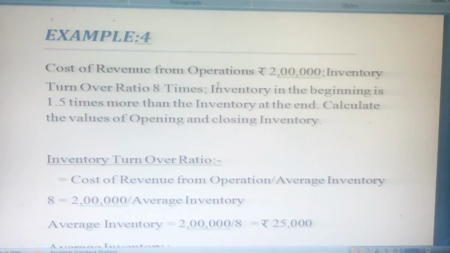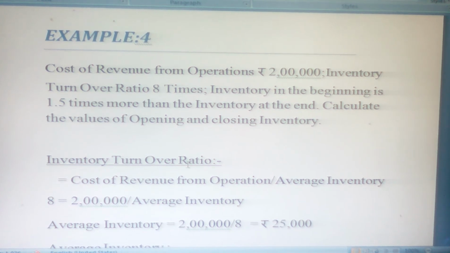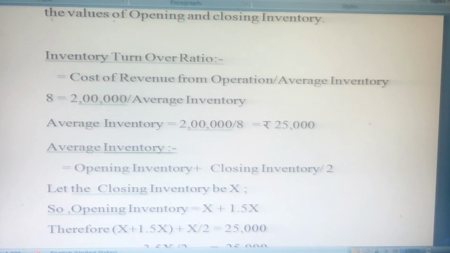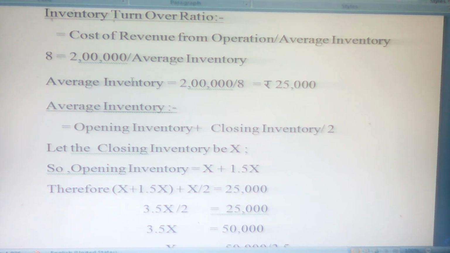From the available information, the inventory turnover ratio they gave is 8 times. The cost of revenue from operations they also gave, 2 lakhs. From this information, how to calculate opening and closing inventory? As you know, substitute in the formula. Inventory turnover ratio 8 is equal to cost of revenue from operations 2 lakhs divided by average inventory. Now we don't know the average inventory. By cross multiplication, 2 lakhs divided by 8, you get 25,000 average inventory.